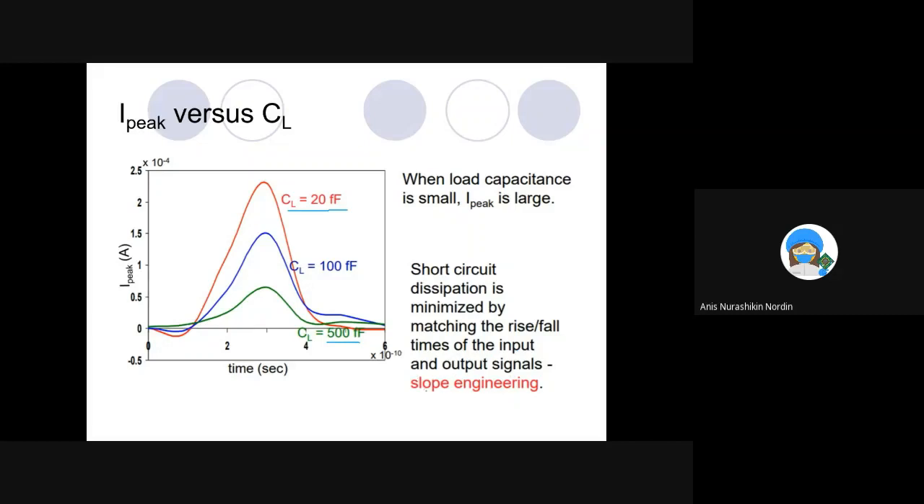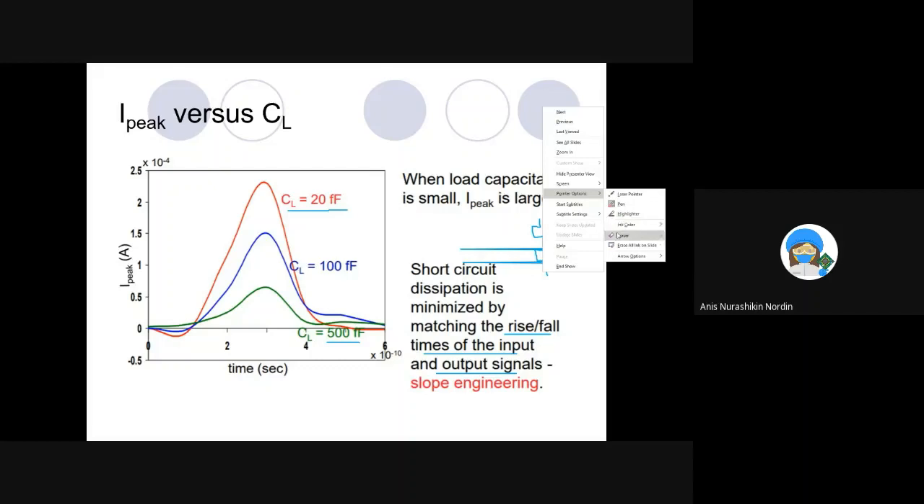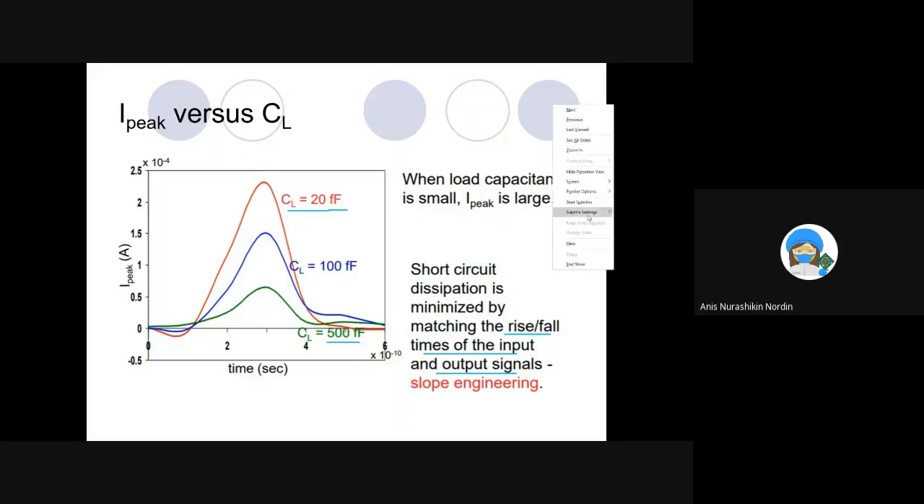Short circuit dissipation is minimized by matching the rise and fall times of the input and output signal, or slope engineering. So how do you match the rise and fall time of the input and the output signal? If you remember when you did your inverter, how do you determine the size of your PMOS and your NMOS?